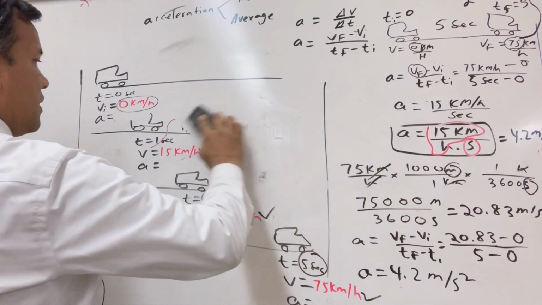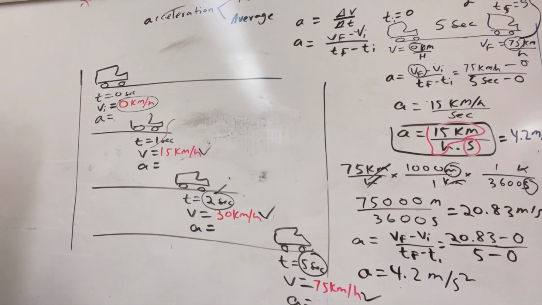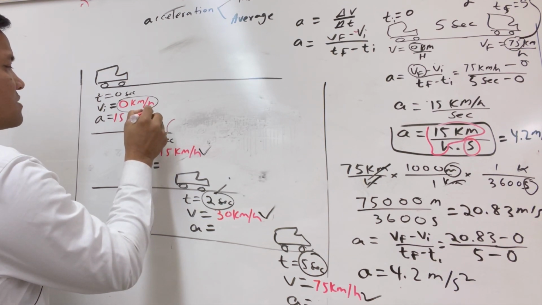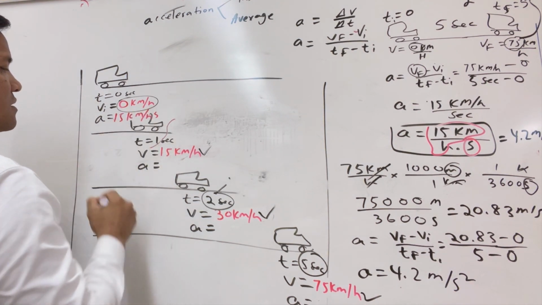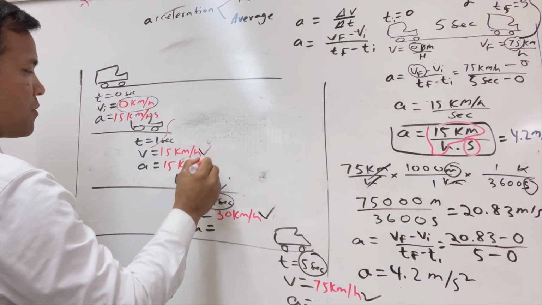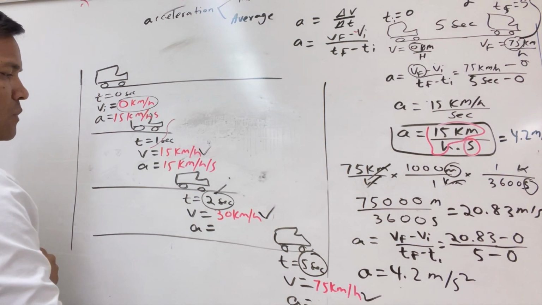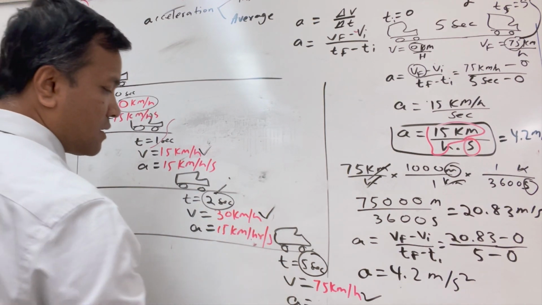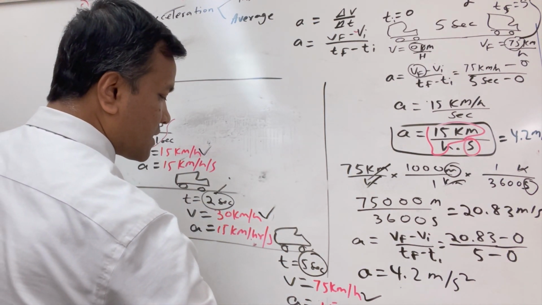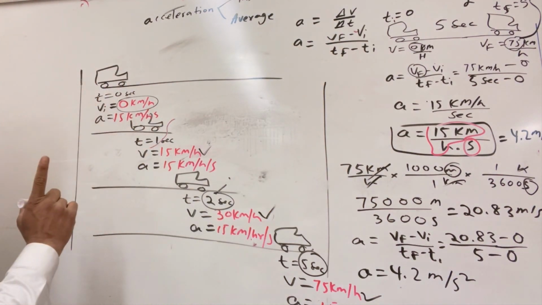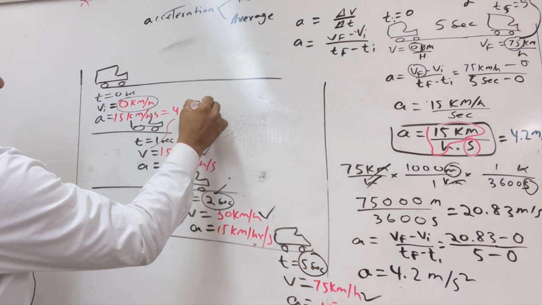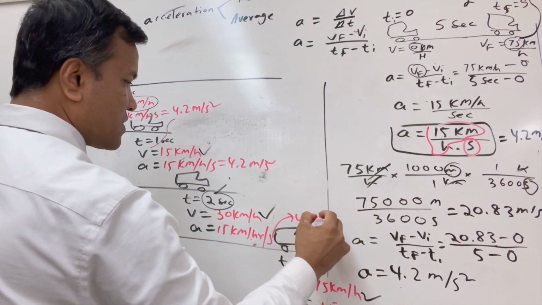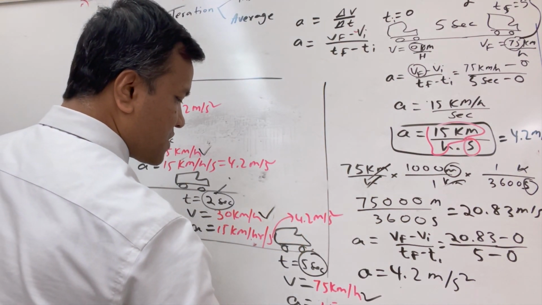Okay, all right, so this is what is happening now. Now what is the average acceleration? Average acceleration is 15 kilometer per hour per second, which is equivalent to 4.2 meter per second squared. They are the two same thing.